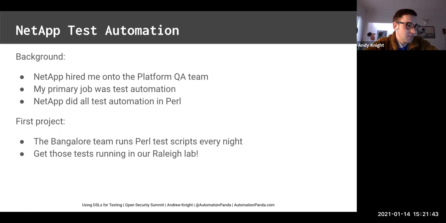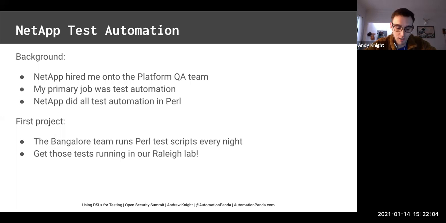Interesting thing to note, at that time, Netapp did all of their test automation in Perl. That detail is going to come back in just a moment. So I joined. I'm excited. Netapp, great place to work at the time. Everyone's super happy. My first project was this.